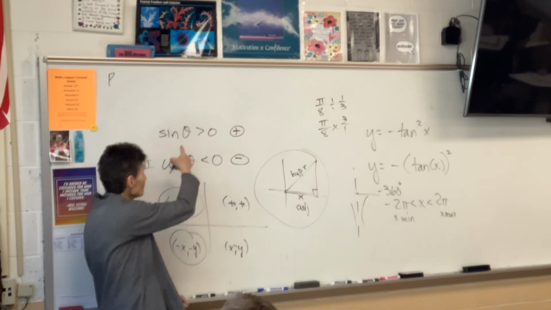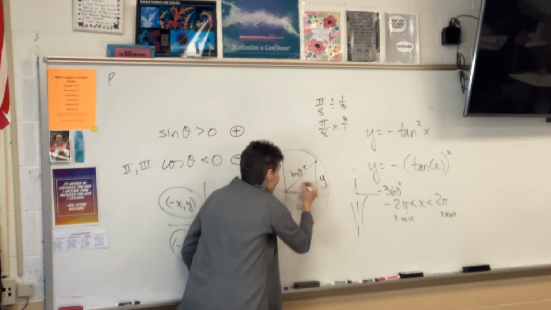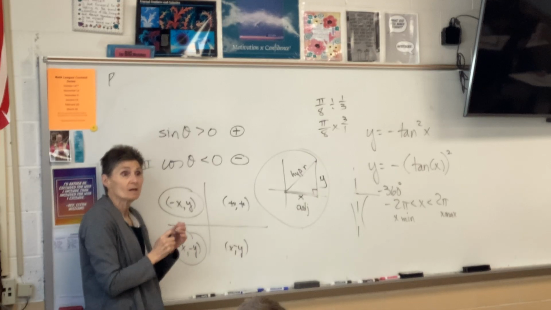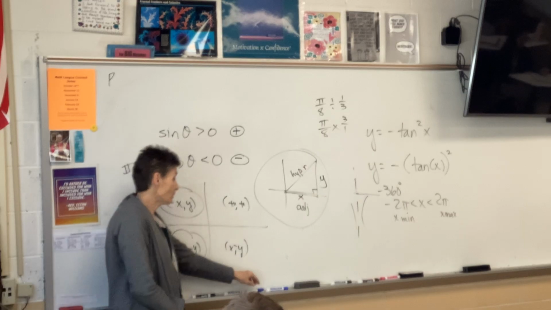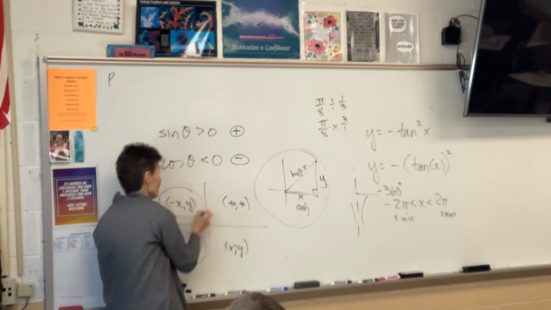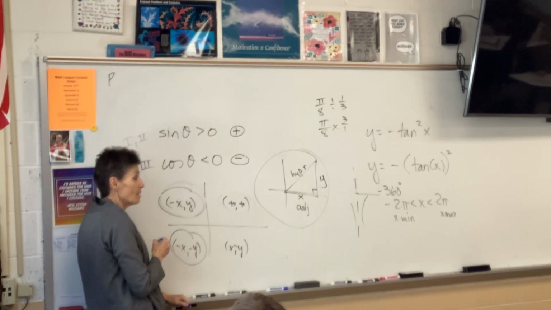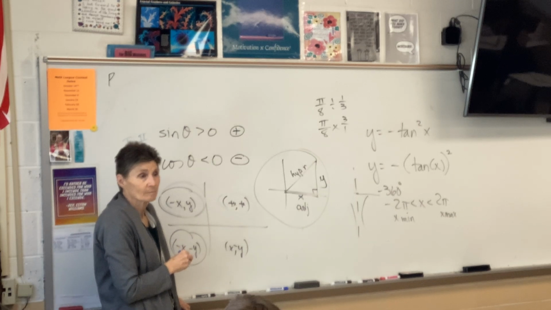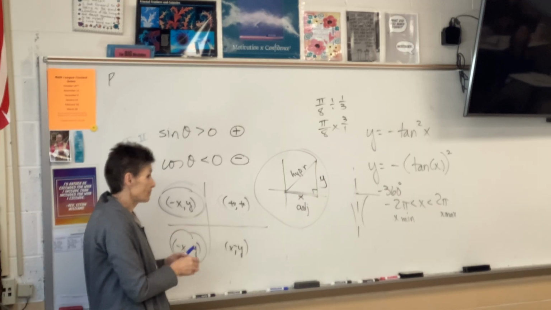Now do the same thing with that. Sine is opposite over hypotenuse. So sine is associated with y. I want it to be positive. Where is y positive? Here and here. So quadrant 1 and 2. The only place they overlap is quadrant 2. Does that make sense?